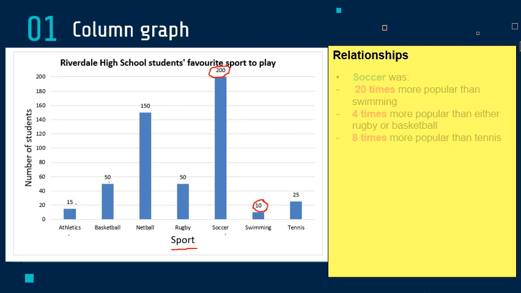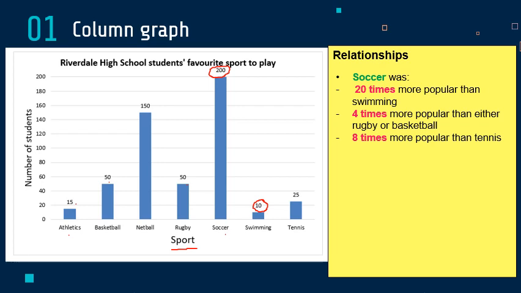So let's start off with soccer. Here are some relationships that soccer has. It's 20 times more popular than swimming. It's 4 times more popular than rugby, because rugby is 50. So 50 times 4 is 200. And same with basketball, 50 times 4 is 200. So it's 4 times more popular than either rugby or basketball.